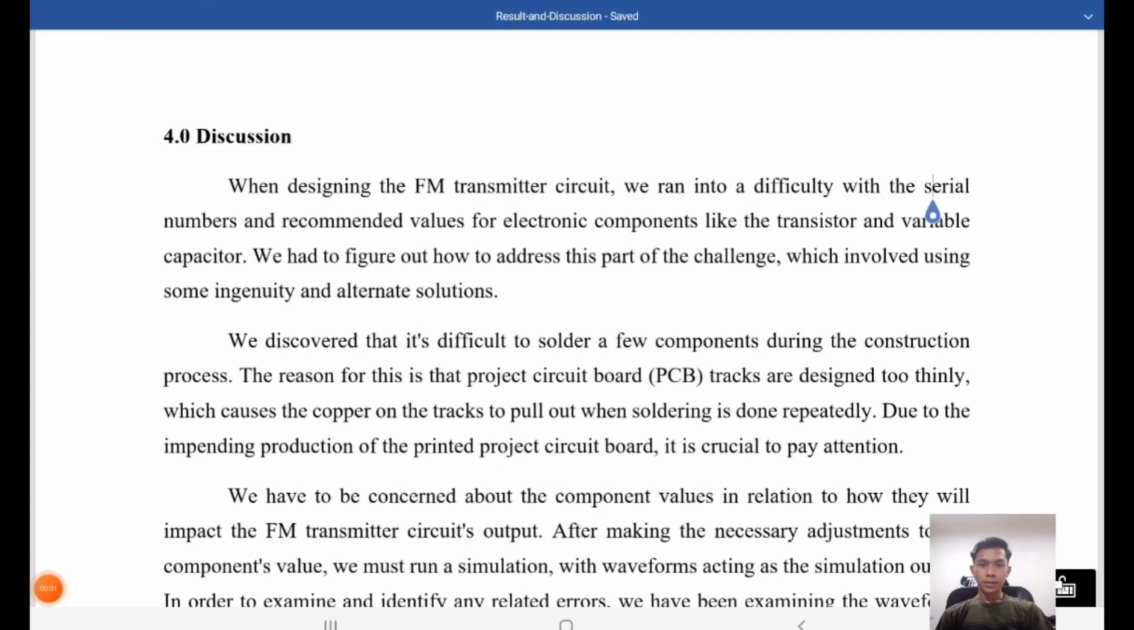My name is Fahim Bin Azhan. My matric number is AE200121. I'm going to present the discussion of our project. When designing the FM transmitter circuit, we ran into difficulty with the serial numbers and recommended values for electronic components like the transistor and variable capacitor. We had to figure out how to address this part of the challenge, which involved using some ingenuity and alternate solutions.